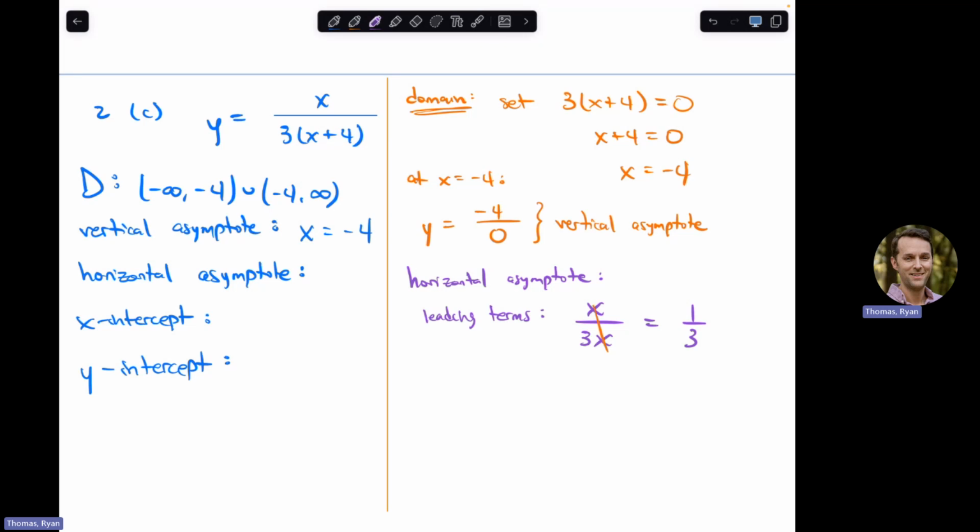So it doesn't really care what x value you give it. What that means is that the top and bottom here are about the same size. They have the same degree, but in the ratio of 1 to 3. So when I go out really, really far, the bottom is about 3 times the size of the top, but they're in that same ratio. That means the thing is going to level off and flatten out at 1/3.